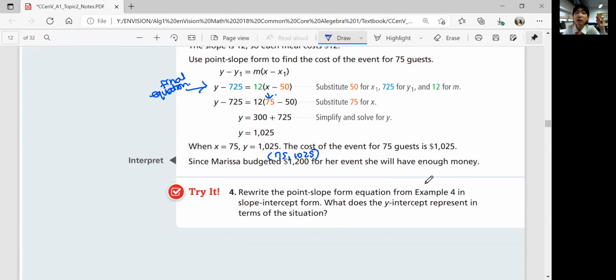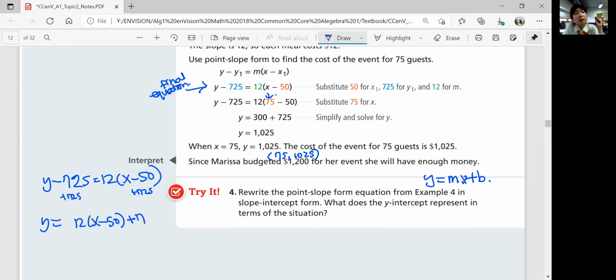So let's rewrite the point-slope form in slope-intercept form. How would you do that? Well, what does slope-intercept form look like? Remember, y equals mx plus b. We want to isolate the variable y. So if you have this point-slope equation, y minus 725 equals 12 times (x minus 50), you just want to isolate y and simplify so that you have mx plus b on the other side. Let's add 725 on both sides, and then you isolate y right away.